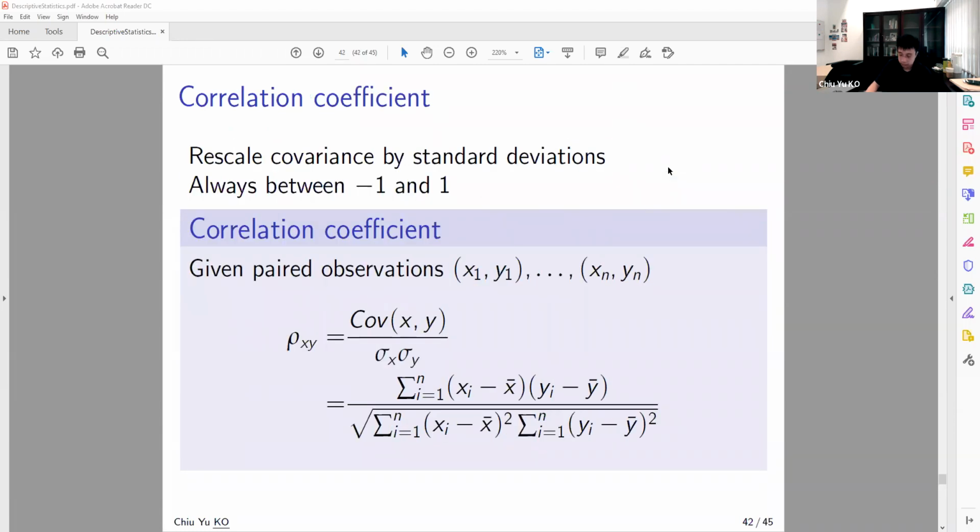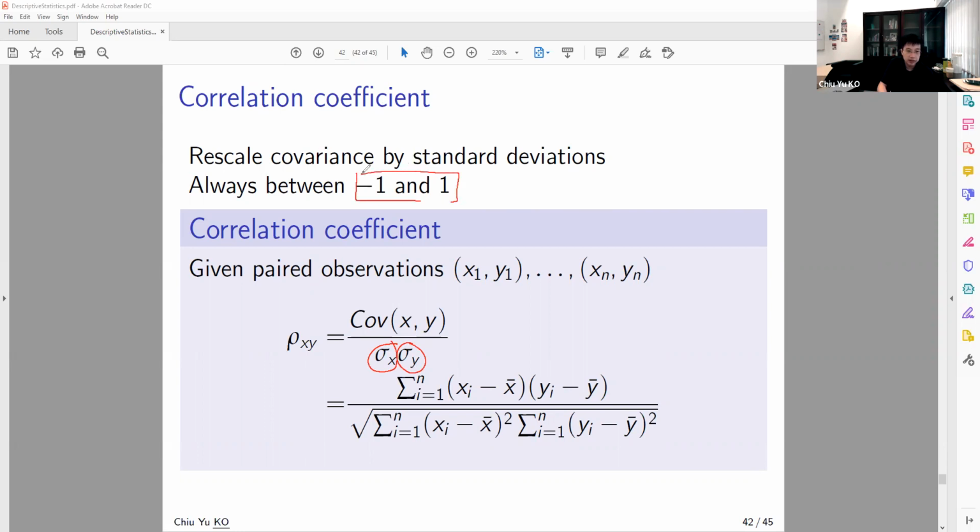The next one is actually rather simple. It's just the same thing, but you divide it by each of the standard deviations, just to normalize. And why do we care about that? Because you want to avoid this scale. You want to make it between -1 and 1.